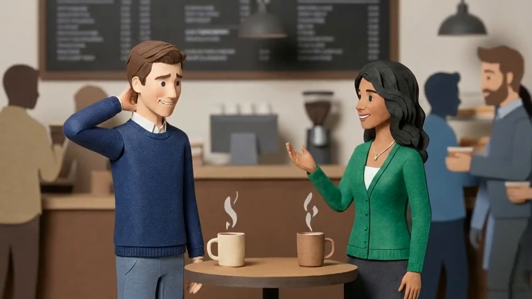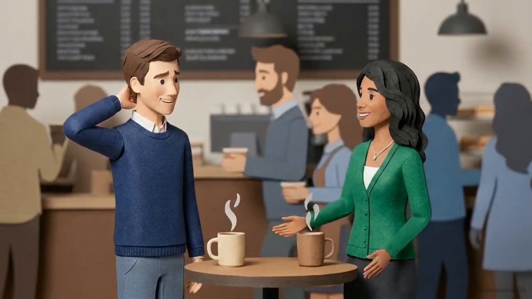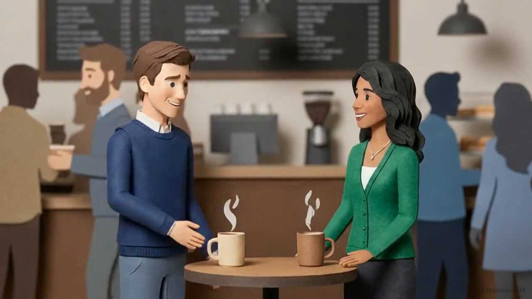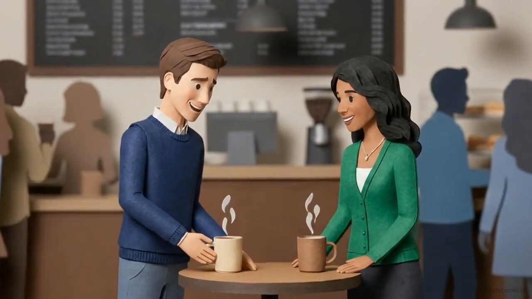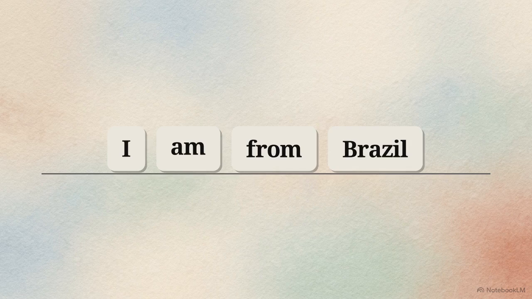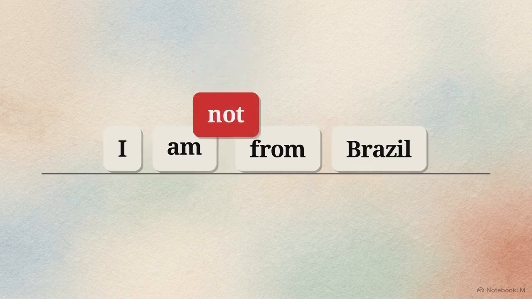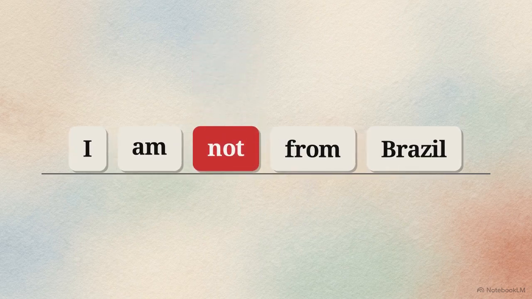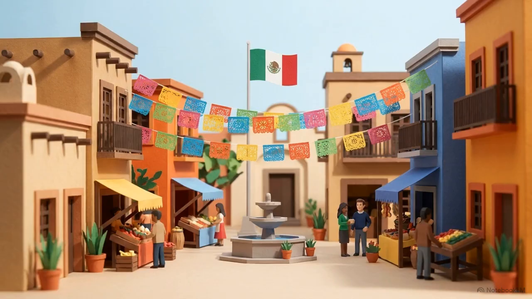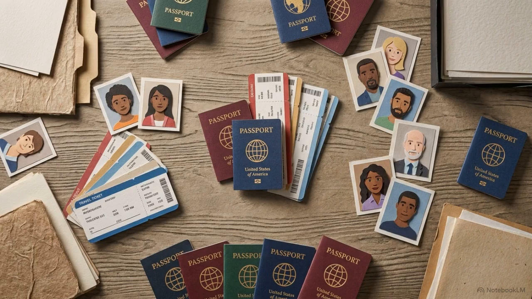Now, let's say David's guess was wrong. Beth needs a polite way to correct him so the conversation can stay on track. She does this by adding one specific word. We place the word not right after the verb. So Beth says, "I am not from Brazil." Then she follows up with the correct information. "I am from Mexico."